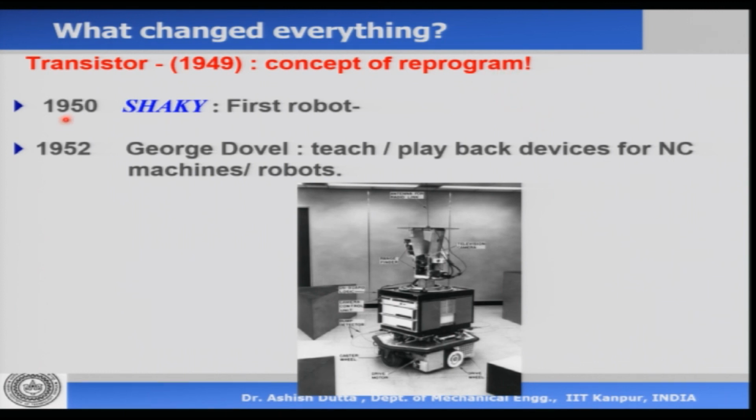And 1950 saw the first generation of the first robot called Shaky at Stanford University, which is shown here. So this is a mobile robot which has wheels, has very simple sensors in front, and can do very basic path planning. So 1950, invention of the first robot called Shaky. 1952 came George Devol with his teach and playback devices for NC machines. And so NC machines and robots essentially came from the same technology, and that is the invention of the transistor.